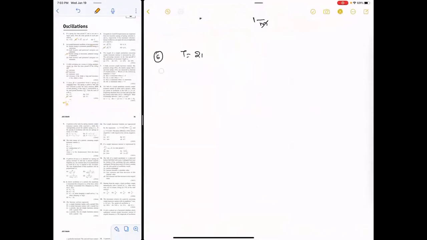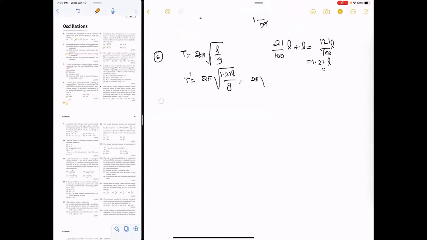Time period of a simple pendulum is 2π√(L/g). This is what we'll get. So L got increased by 21%. So 21/100 times L plus L, so it is 121/100 L, or 1.21 L. So T' is equal to 2π√(1.21 L/g), which is 2π√(L/g) into 1.1.